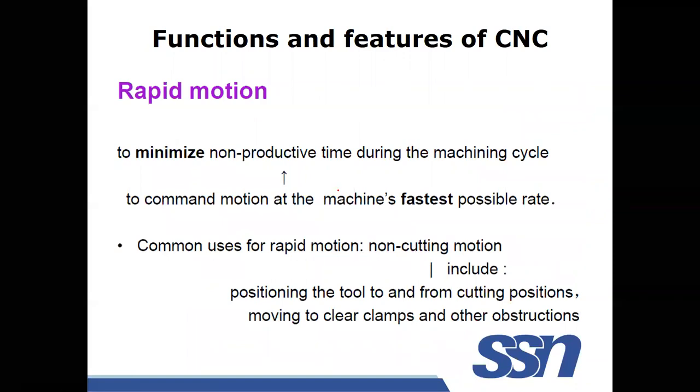Rapid motion will enhance the productivity of the machine. For instance, I have a job like this. In my CNC drilling operation, my tool is here initially. I want to perform an operation at this location. From here to here, actually the tool will not move. The table has to move in the XY direction so that the tool is at this particular position. After the movement, my tool will be here, but actually the tool is not moving. The CNC table is moving to the required place.